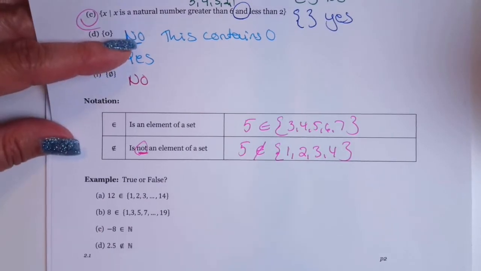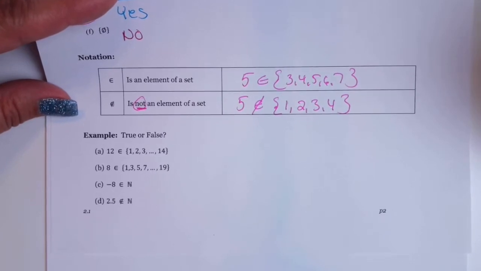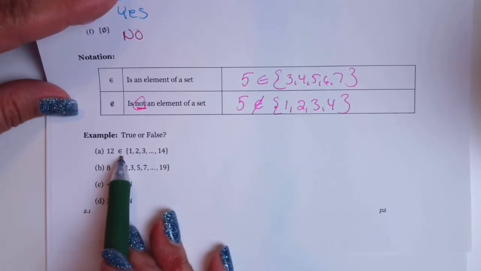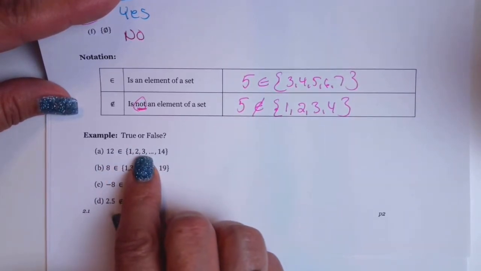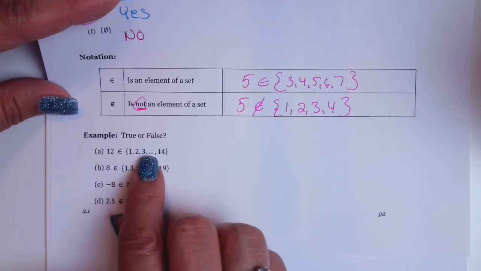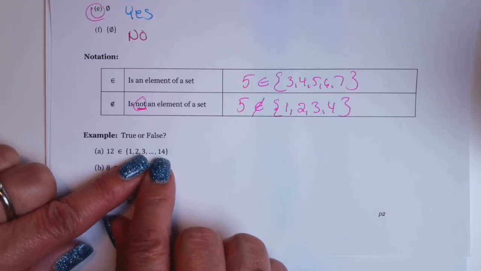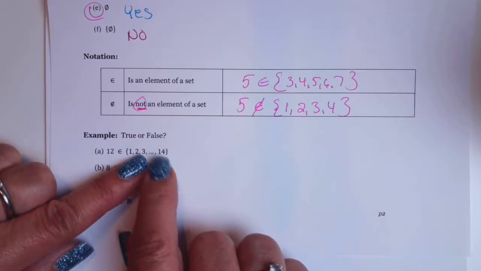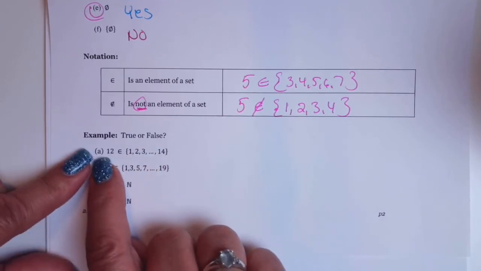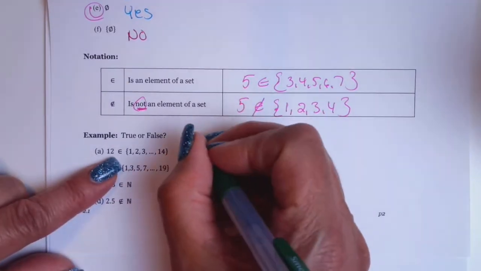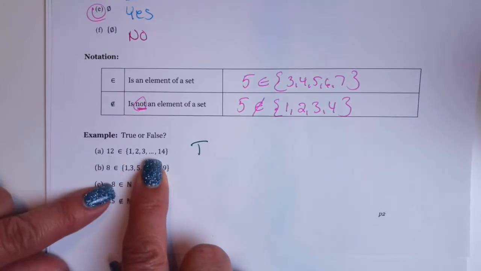Okay, let's go and look at the following examples, true or false. So 12 is an element of this set. If we look at this, 1, 2, 3, and then we have those ellipses. So this means that it continues 4, 5, 6, 7, 8, 9, 10, 11, 12, 13, and 14 is the last one since we have 14 marked here. So when I listed those numbers, I did list 12. So this one is true. 12 is an element of this set.